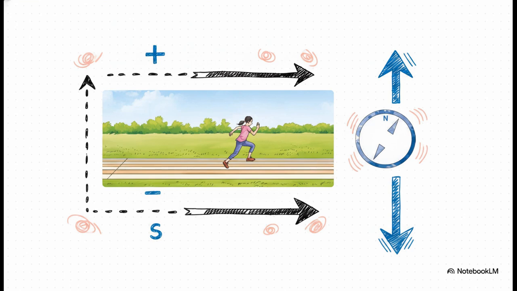Let's animate this idea a bit more. Picture this athlete bursting off the starting line, which is our reference point. As she sprints forward, we say she's moving in a positive direction. But if she were to turn around and run backward past that starting line, she enters negative territory. Just like that compass next to her shows us. Simply knowing that she moved isn't enough. Direction is absolutely essential to pinning down her position on that line.